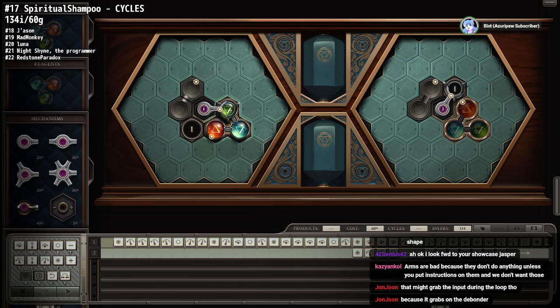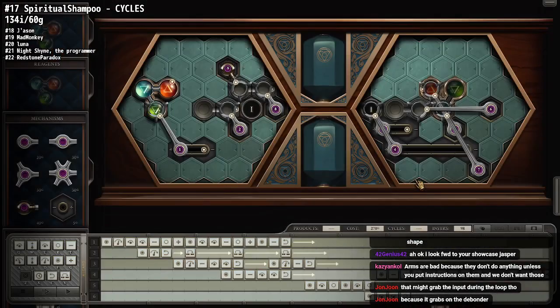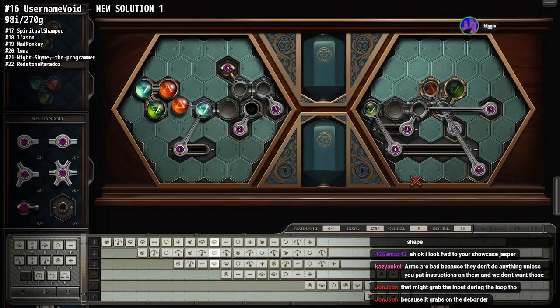Alright, next up we have our first sub-100 instructions solution. In 16th place, we have at 98 instructions, username Void. Nice. Tracks. I wonder if this is a speed solve.